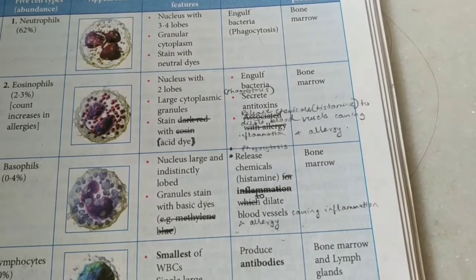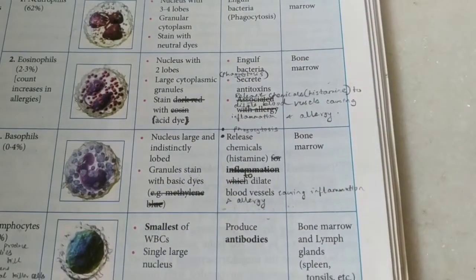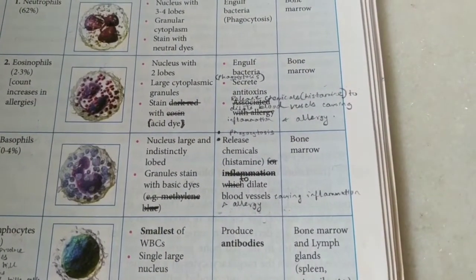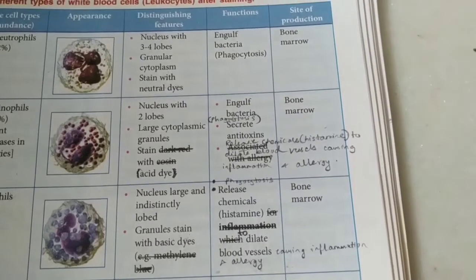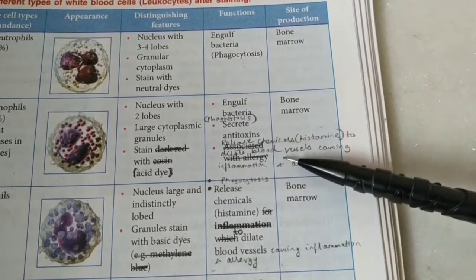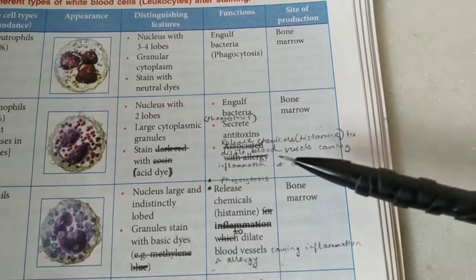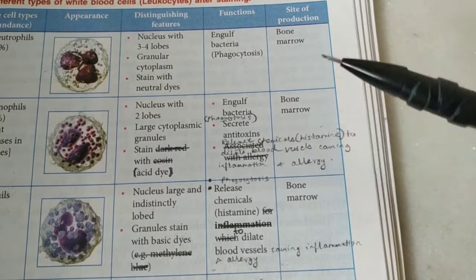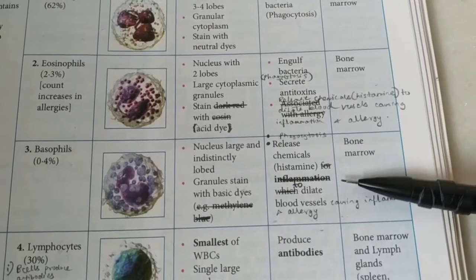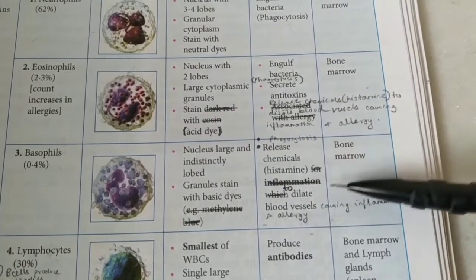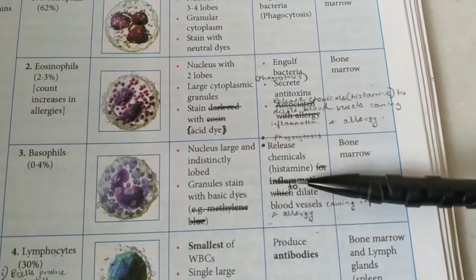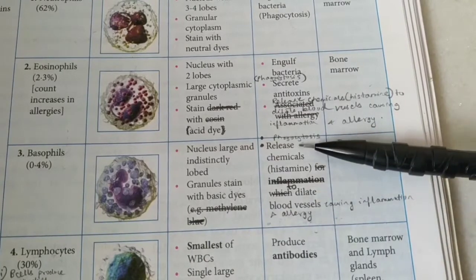Allergy is simply your immunity declaring war on a harmless substance like pollen grains, etc. So whenever they detect it, they release histamine, and more blood is supplied to that area, causing inflammation. The same function is done even by basophils. Even they release histamine to cause inflammation, and even they are associated with allergy. And even they do phagocytosis.